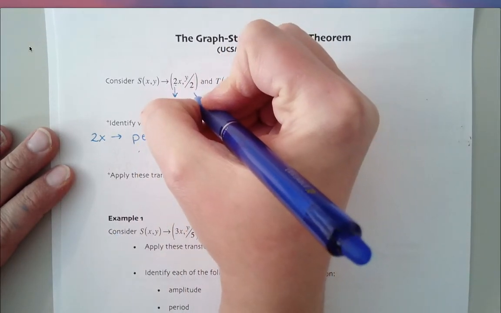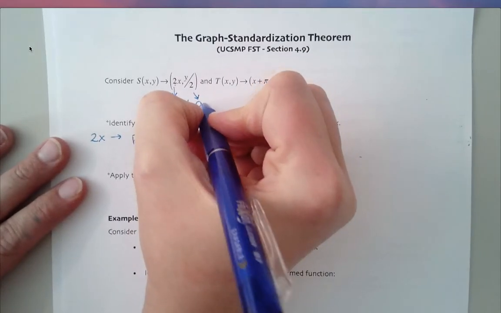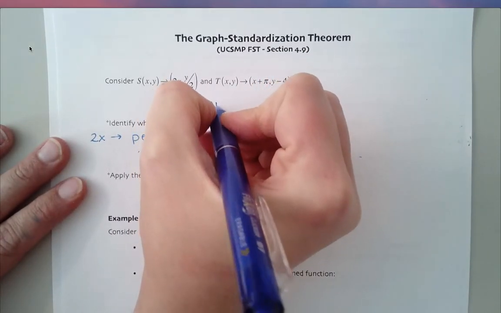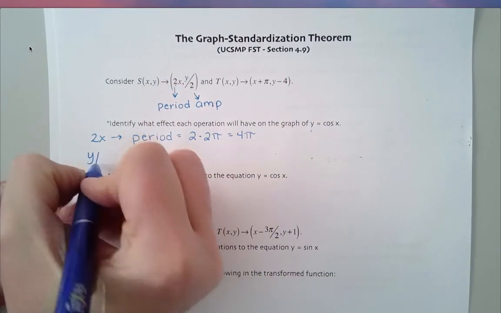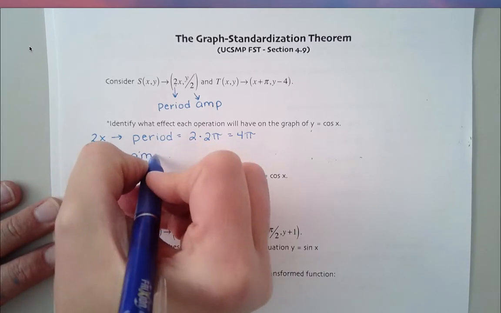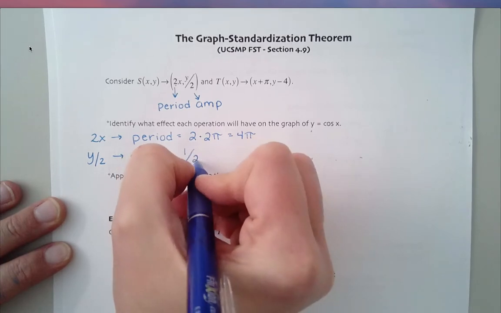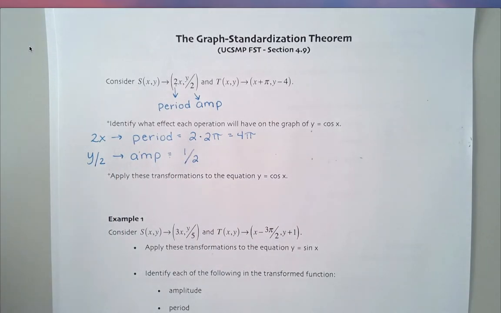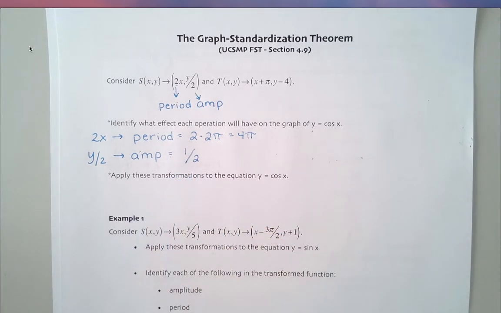Okay. When I'm looking at size changes and what's going on with the y, that's really a vertical stretch or a vertical shrink. That's going to be affecting the amplitude of my graph. So when I have that y over 2, that's taking my amplitude, which was originally a 1, and dividing it by 2. Okay, so it really just becomes a 1/2. My original amplitude is 1 and it's getting cut in half, so my new amplitude is 1/2.